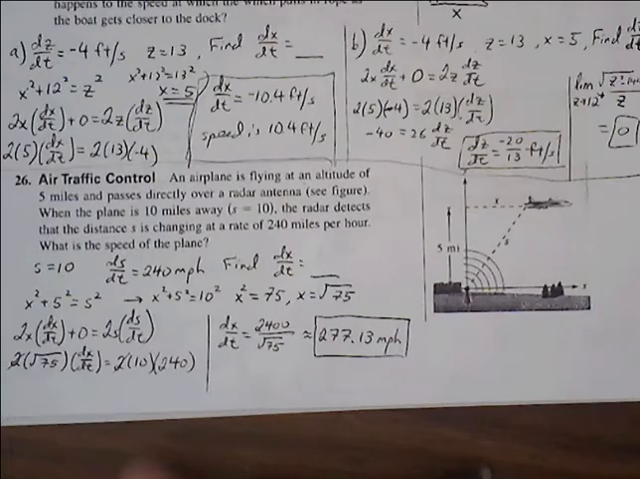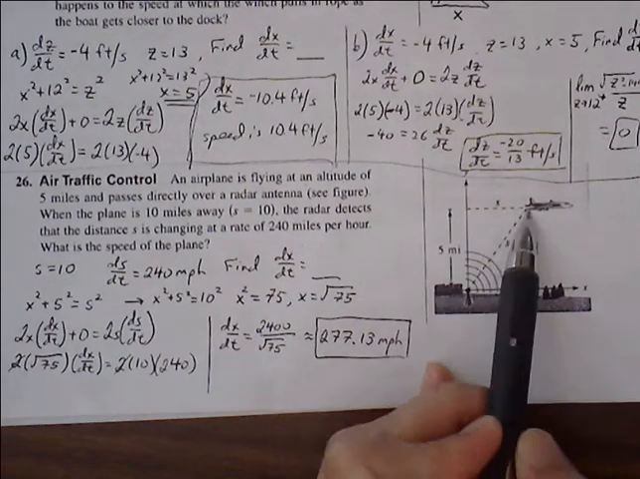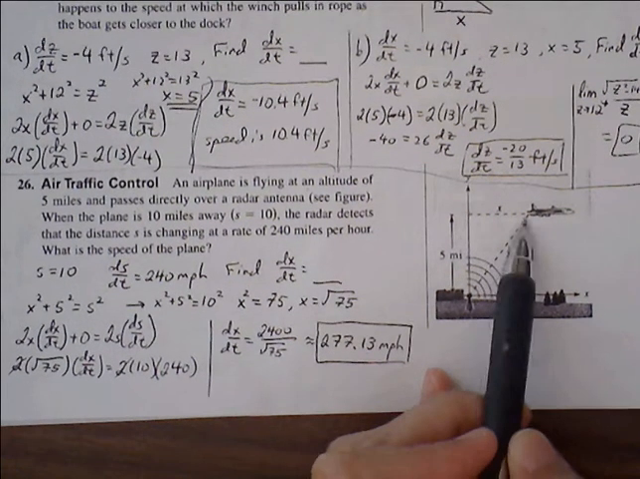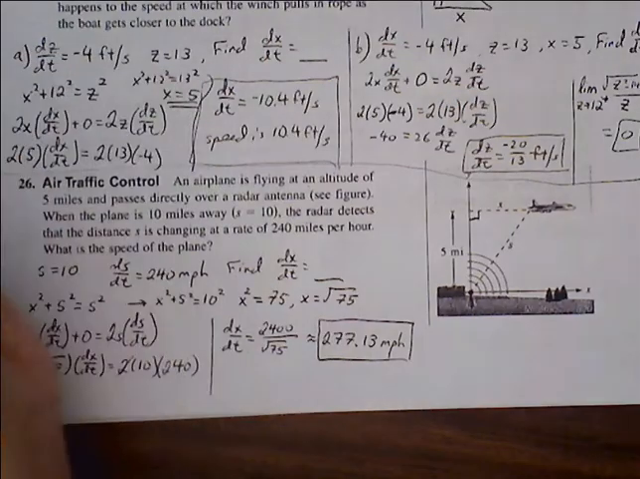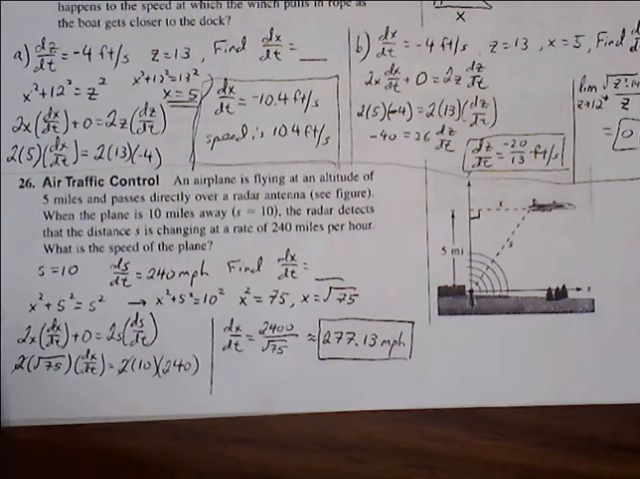26, air traffic control. An airplane is flying at an altitude of 5 miles and passes directly over a radar antenna. When the plane is 10 miles away, the radar detects that the distance s is changing at a rate of 240 miles per hour. What's the speed of the plane? So the speed of the plane is this horizontal rate of change. So we're trying to find dx/dt, and we have a right triangle here that we can use the Pythagorean theorem on to set up a relationship between the three variables. So x squared plus 5 squared equals s squared.